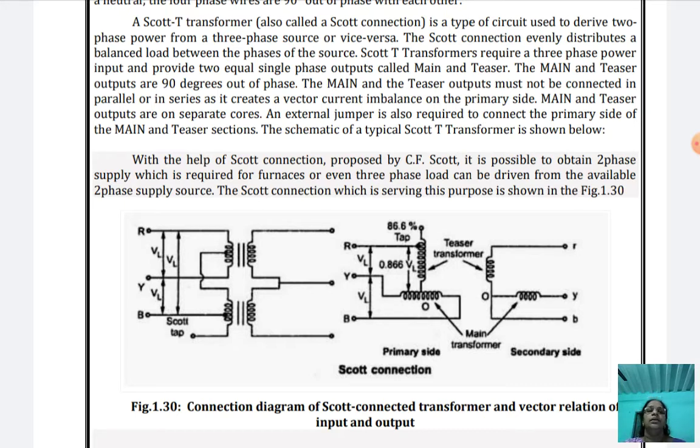And the main and teaser outputs are 90 degrees out of phase only. The main transformer and the teaser transformer are not connected in parallel or in series. The main transformer and the teaser output are on separate cores only. Now this is the Scott connection, that means the three-phase to two-phase conversion.